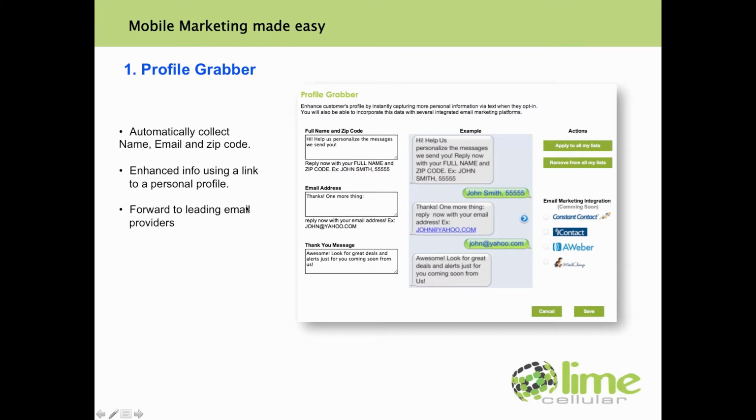What it does, it sends them a text message, and this is not in this example, but it sends them an option to go to the profile that we have under the wallet and enter more information. So if you want more information, you can just send them to the edit profile page through the Profile Grabber on their phone, and they will just enter it on the web-based form. And the third thing it does, it forwards the information to a leading email provider. So we chose to integrate with Constant Contact right off the bat, iContact, Aweber, and MailChimp.